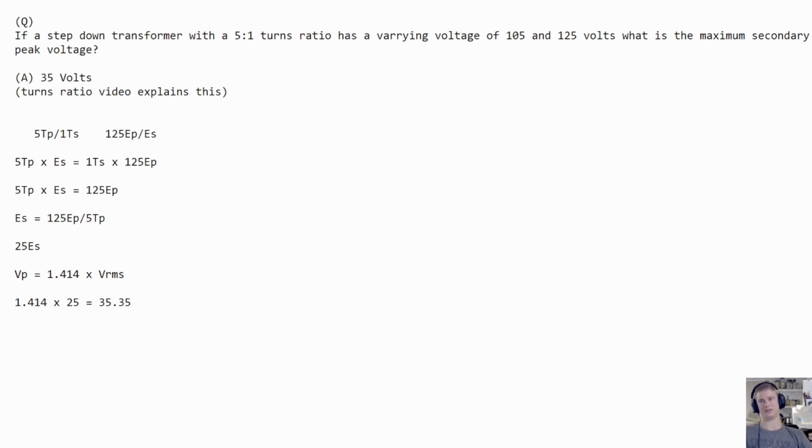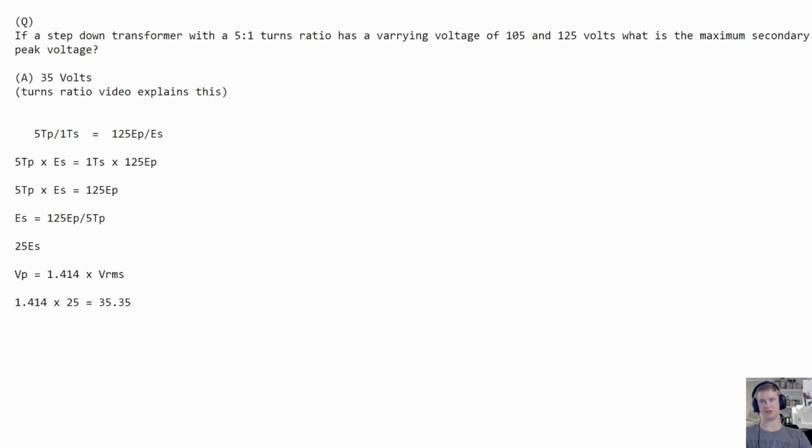If you want to figure out the turns ratio and these formulas, look at my turns ratio video that I posted before this. You can also see I showed the formulas for how I actually solved this. I explained it a little simpler because this is kind of a simple question, but I show the turns in the primary over the turns in the secondary, and I could do an equal sign in the middle of that because that is actually equal to the primary voltage over the secondary voltage. So we don't have the secondary voltage, so I plugged in the numbers. We have 5 turns in the primary over 1 turn in the secondary. That is equal to 125 volts in the primary over the secondary voltage that we don't know, so that's the variable, the ES.